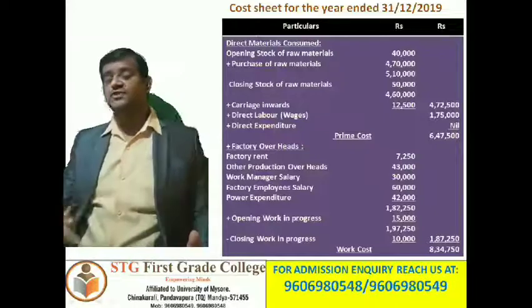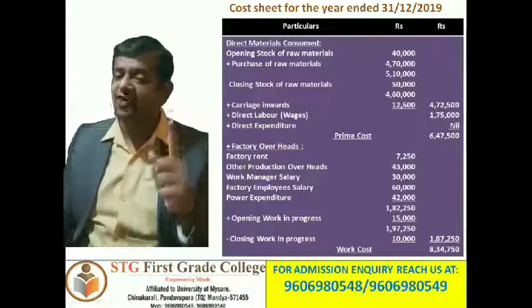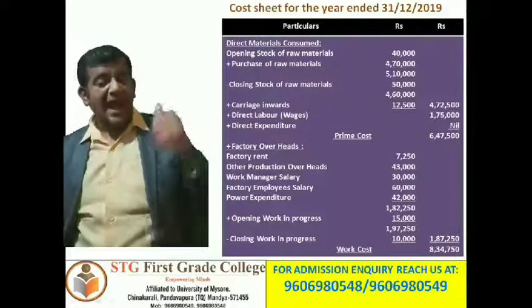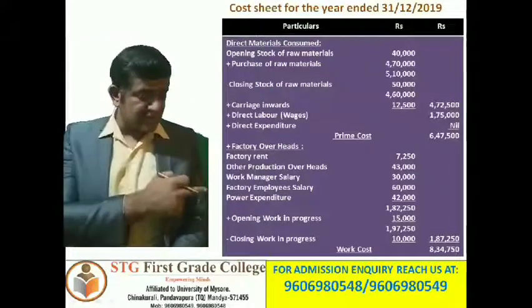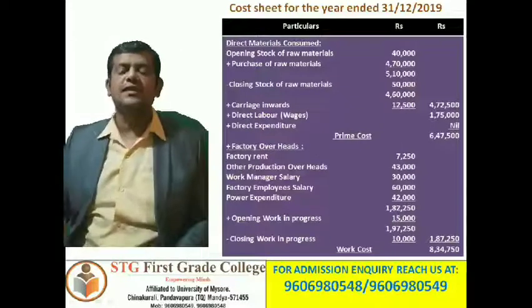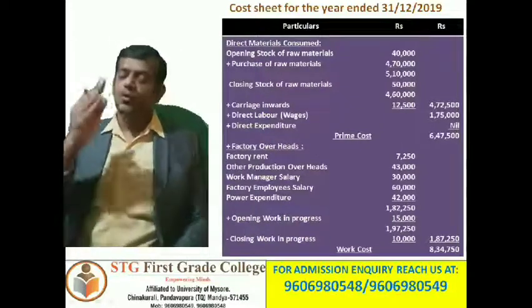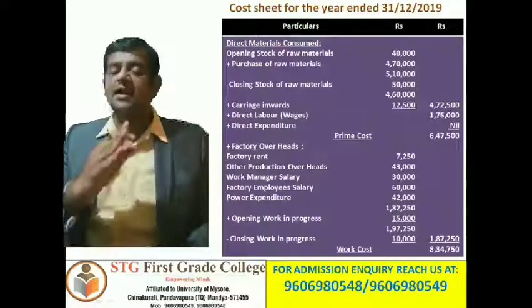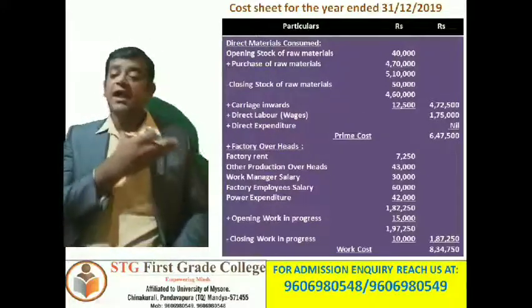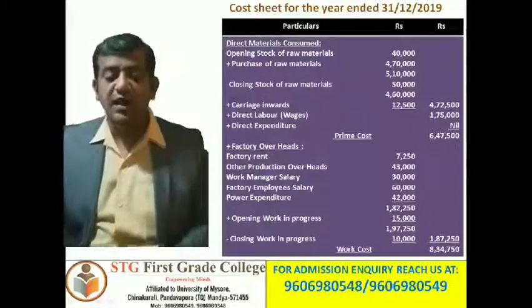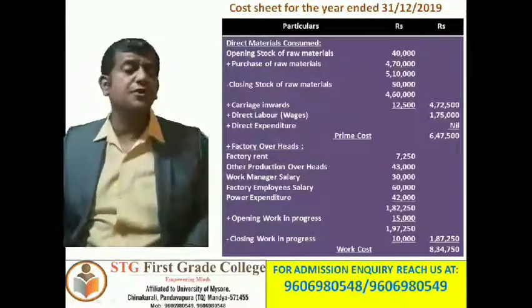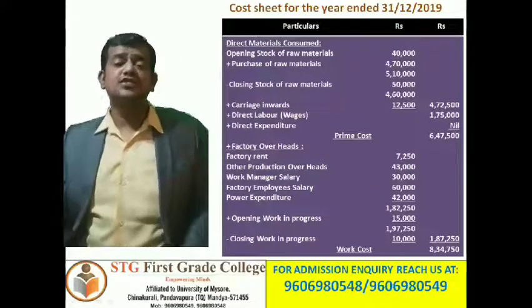Now add this to the prime cost. How much was the prime cost? 6,47,500. That has been given there. Add 1,87,250. When you add these two, you are going to get the work cost value. So work cost is 8,34,750. Work cost is here, 8,34,750 rupees.